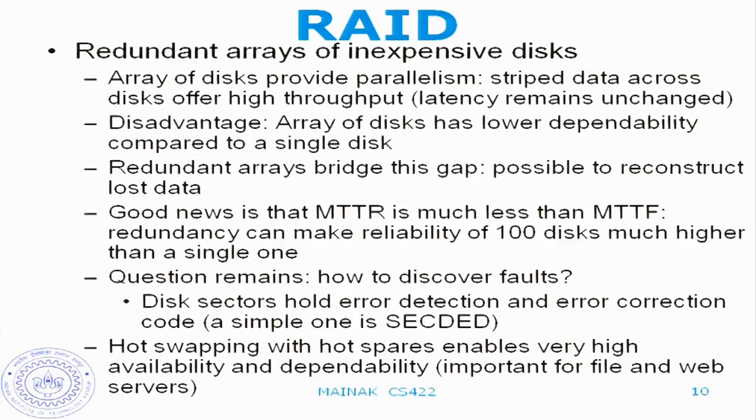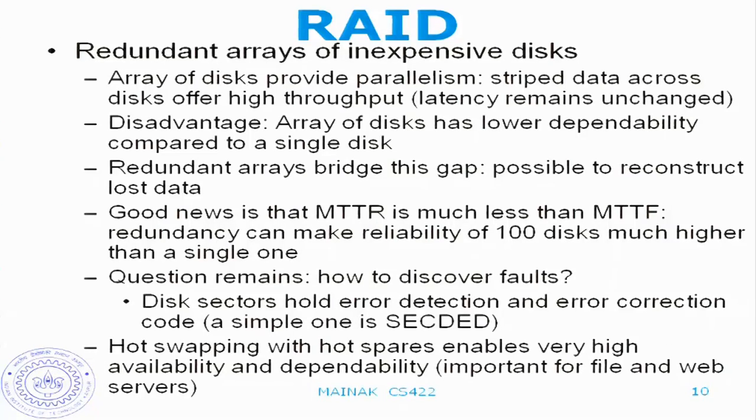So the array of disks provides parallelism. That was the main goal: if you just remove the R from the beginning, if you just have an array of inexpensive disks, what you gain is parallelism, right? It gives you more throughput. So what you can do is stripe data across disks to get more throughput.